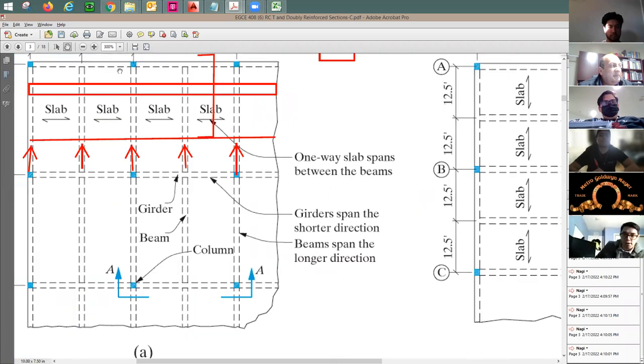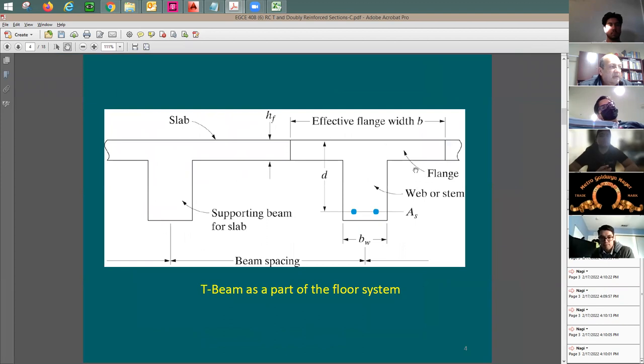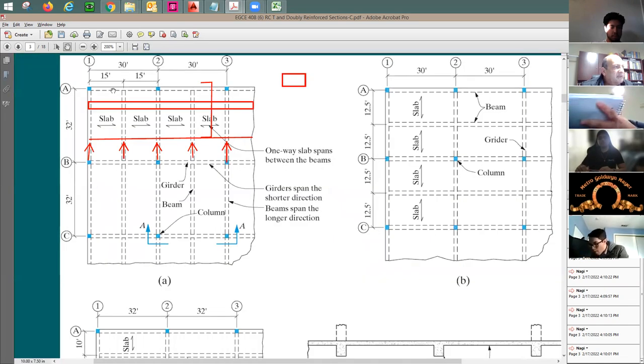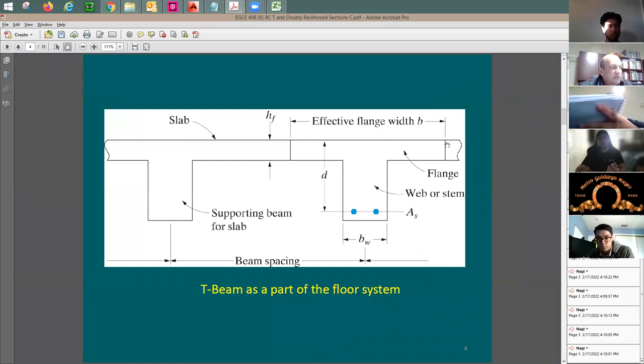Now, if you'd like to design the beam itself, when you cut a section through the beam, you're going to see it looks like this. Here's the beam, and then you have the concrete slab. From beam to beam, we call this the beam spacing. In our case here, the beam spacing was 15 feet. In this case, the beam spacing was 12 and a half feet. This width here is going to be the distance from the center of the beam to the center of the beam.